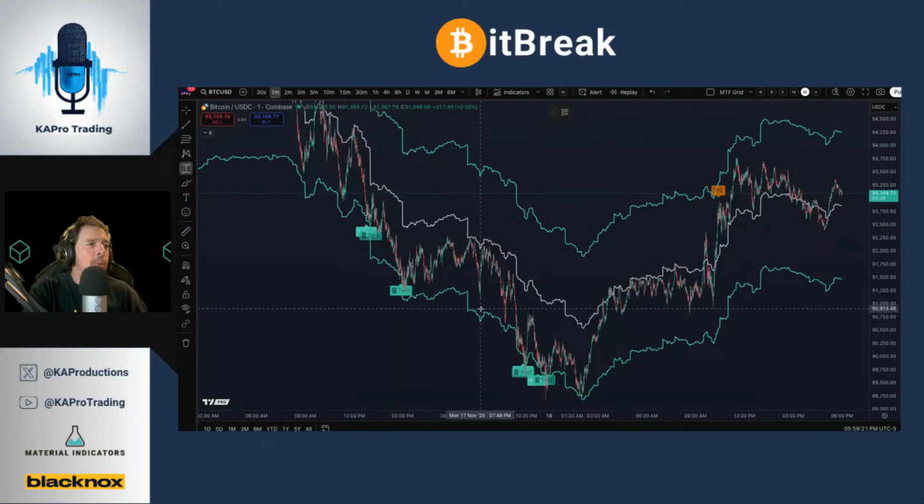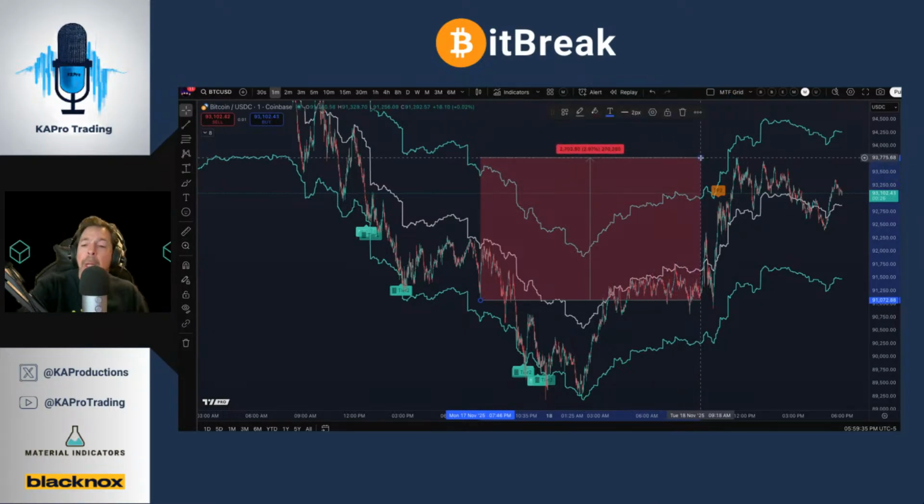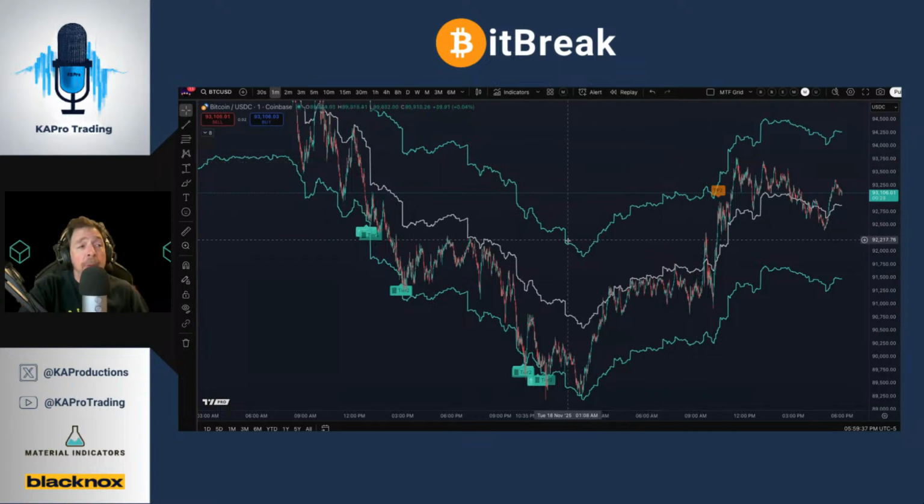So let's say we're averaging somewhere in, I don't know, this range. I'm just eyeballing it. You're already in a 3% profitable trade. And so I love this tool.